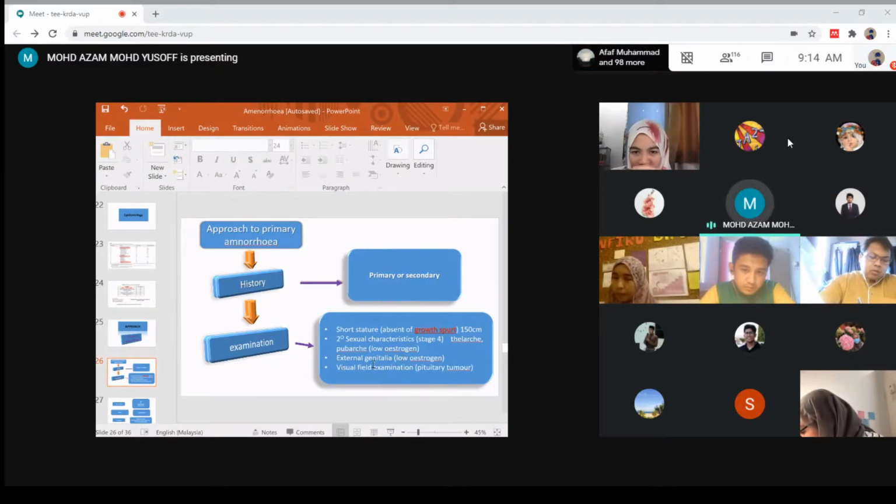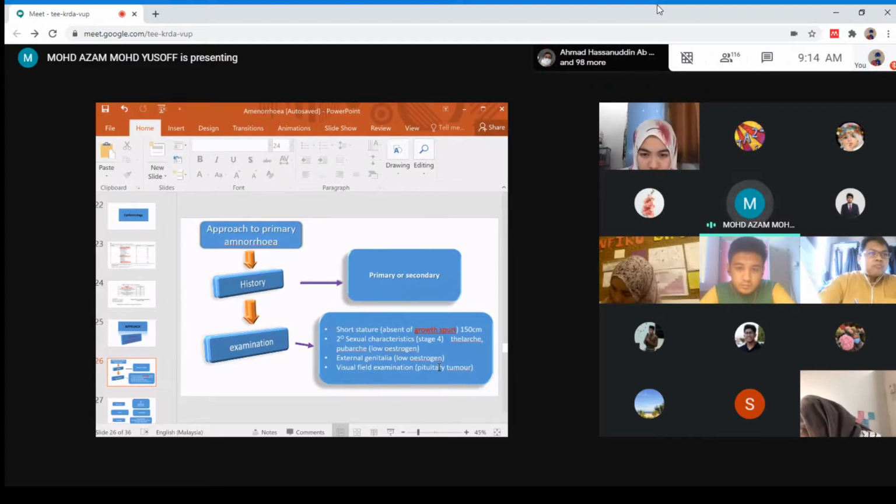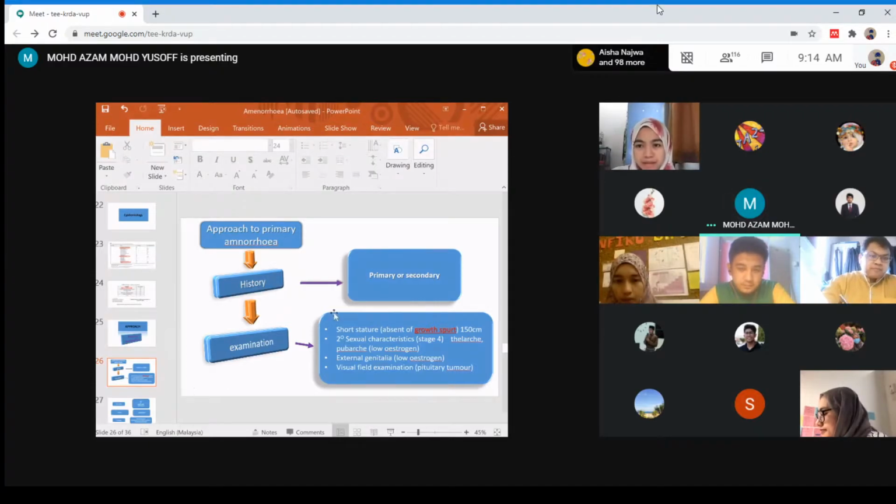And we check the visual fields. This is for pituitary tumor, to see if there is any visual field issue. It is bitemporal, I can't remember exactly, a blackout of the lateral fields, showing that there is a pituitary tumor pressing on the optic chiasma. Okay, so those are the things that you have to perform.